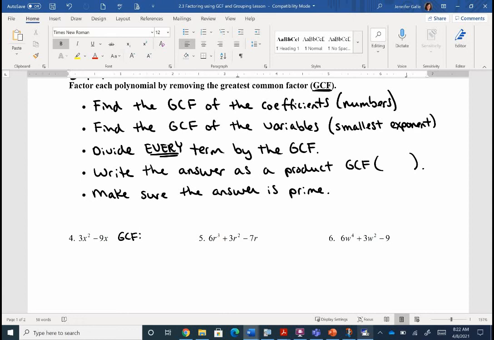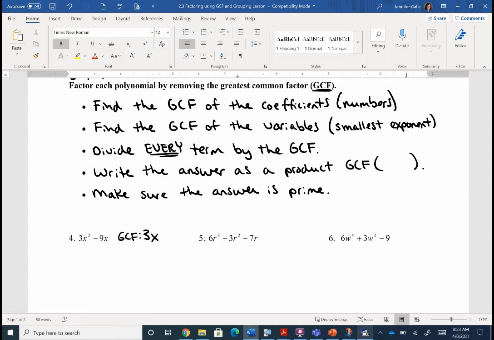What's the biggest number, if any? Could just be a 1. What's the biggest number that can go into both of those? 3 can. So I'm just going to make a little note of 3 here. That's step 1. What's the biggest number that can go into both of the numbers? We got a 3. Step 2 says find the greatest common factor of the variables. We have to use the smallest exponent because we have to make sure it's common to everything. So I have an x squared and I have an x. So what's going to be common to both is just going to be that single x.